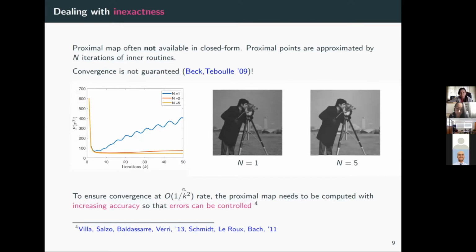It was shown in some more recent works that in order to ensure the 1/k² rate of convergence, there must be an accuracy that increases along the outer iterations in order to control these errors. Otherwise, they will accumulate and your convergence would be lost. So how to explicitly include this in our analysis and in our practical computations?